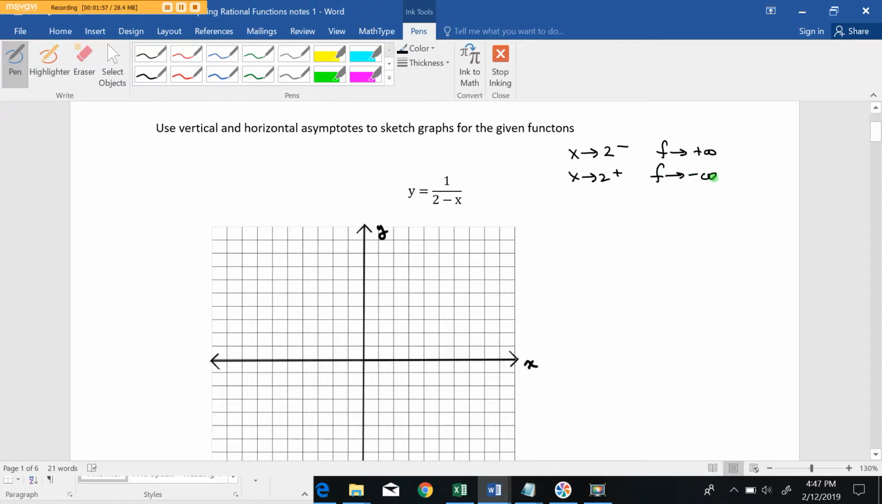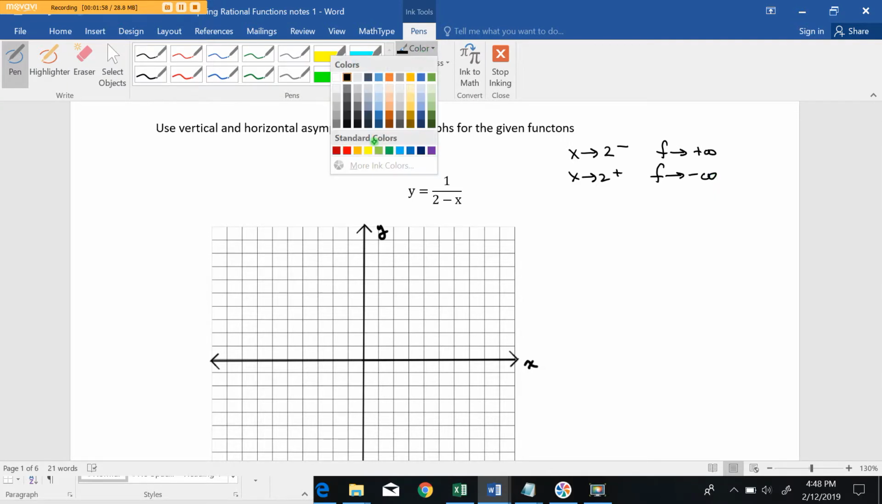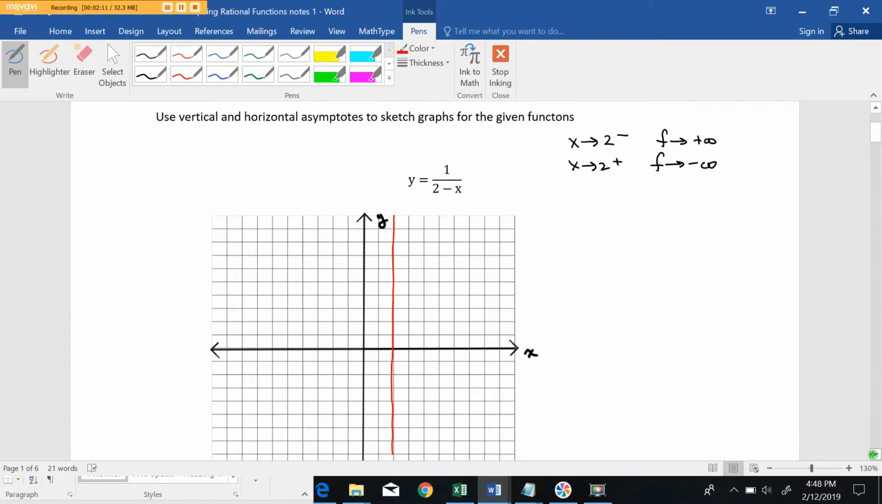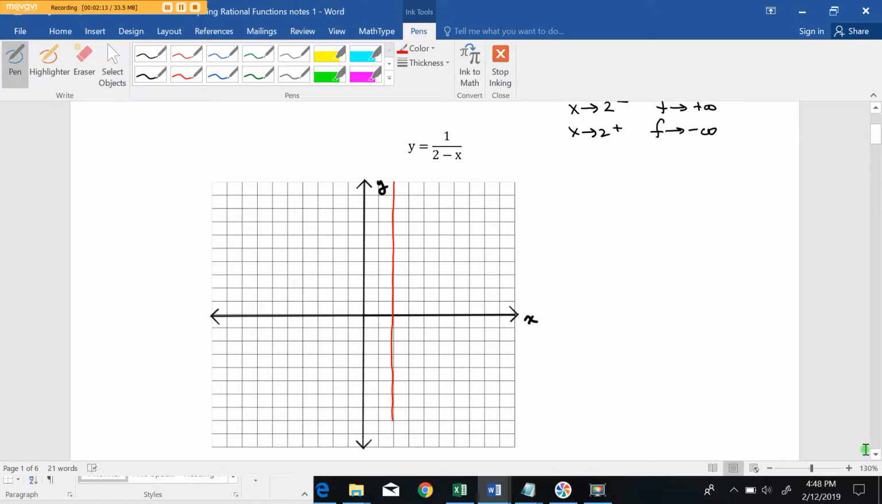I'm going to do this in red and graph our vertical asymptote first. We know that this has a vertical asymptote at x equals 2. I'm just going to put a line there. There's our vertical asymptote. Again, this is not really part of the graph, it's just a graphing aid. When the function approaches this from the left, it's going to do something like this, and when it approaches from the right, it's going to do something like this.